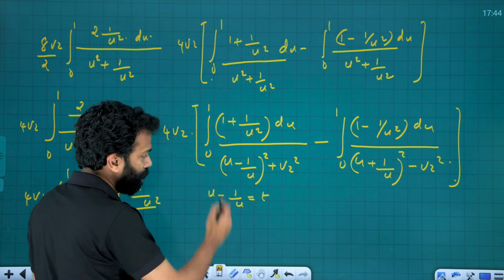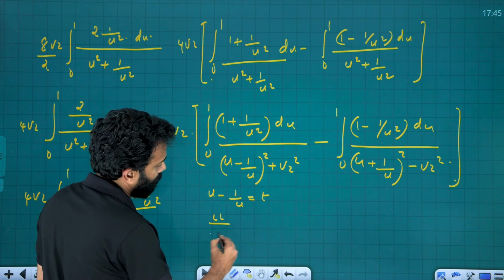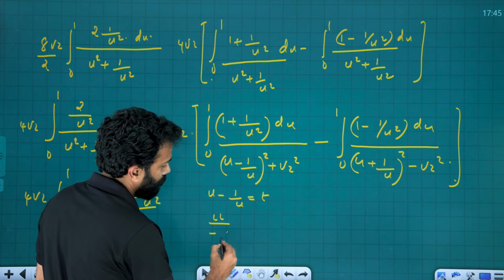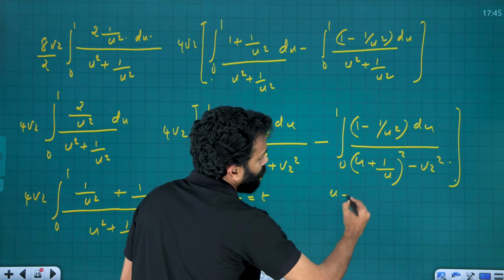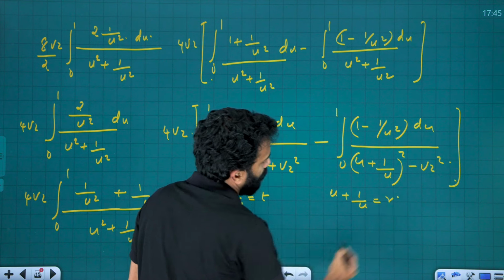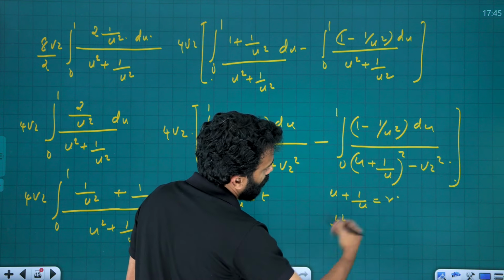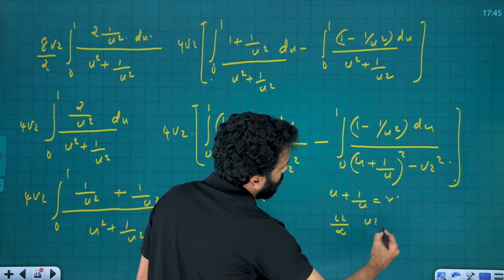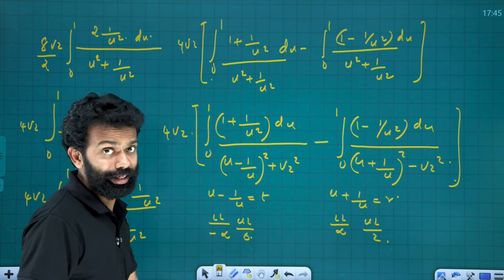But for the limit, we need to cross check. That is, if u is 0, lower limit will be minus infinity, and upper limit will be 0. And you should put u plus 1 by u is equal to r. The lower limit will be what? Lower limit will be positive infinity. And what about the upper limit? Upper limit will be 2, right? We can substitute this accordingly. Okay, in the next slide.